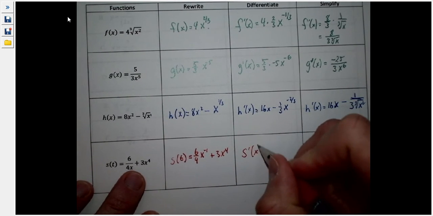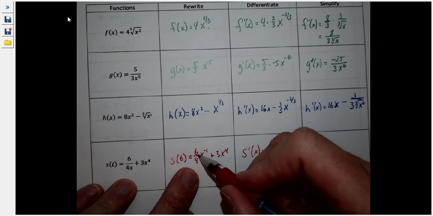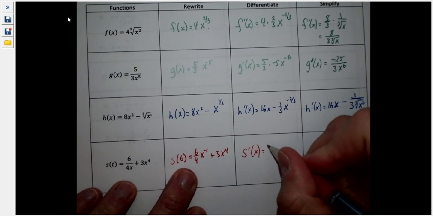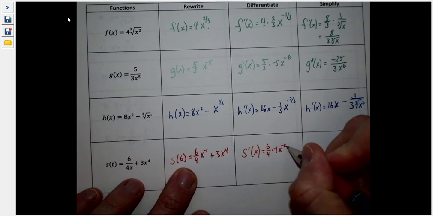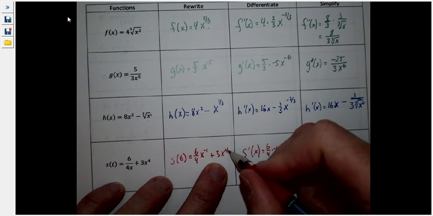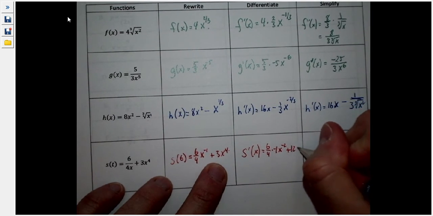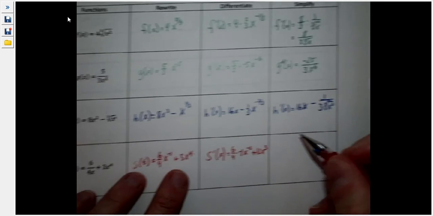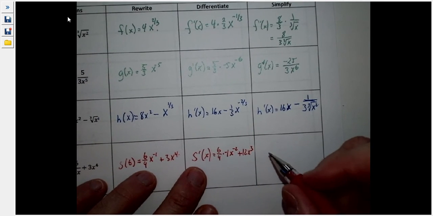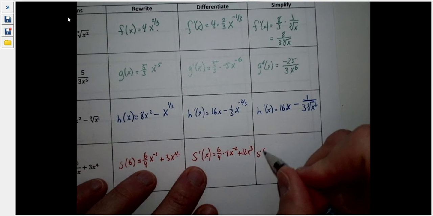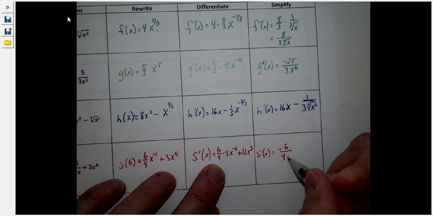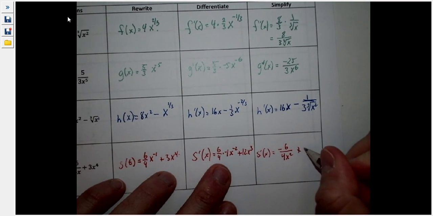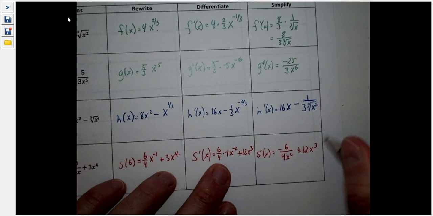S prime, so we have 6/4, so it's going to be 6/4 times negative 1 x to the negative 2 power plus 4 times 3, that's 12x to the 3rd. And then simplify that, and we're going to get s prime equals negative 6/4x squared plus 12x cubed.